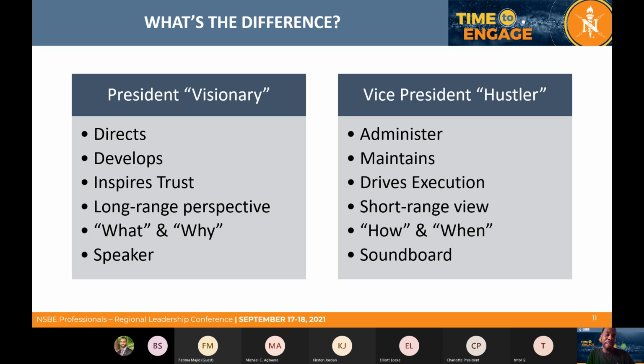Those duties, you might notice that there's a little bit of overlap between the president and the vice president, but there is a difference. As the president, you're more of the visionary, the big ideas, big picture person. You provide the overall direction, you develop plans and initiatives, you inspire trust in your team. You're more concerned with the long range perspective. You're the one that asks the questions, what and why.